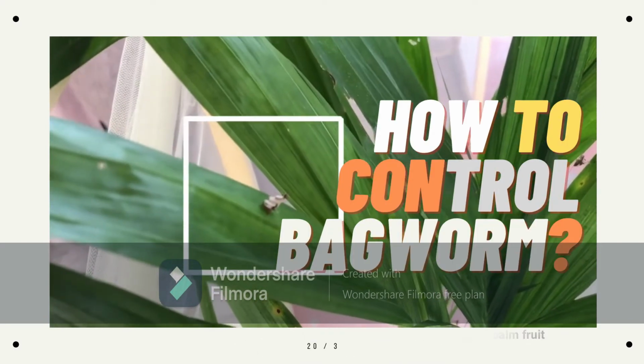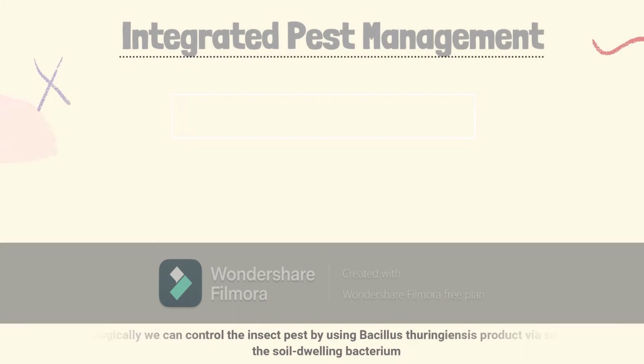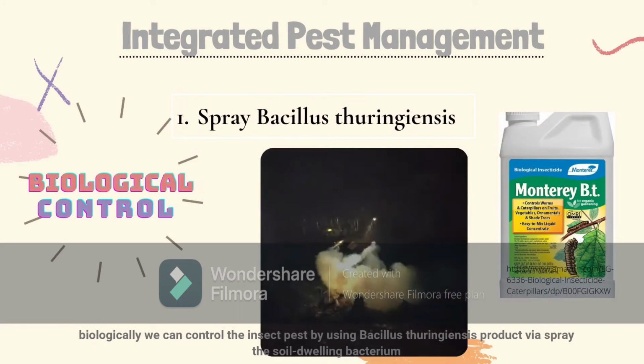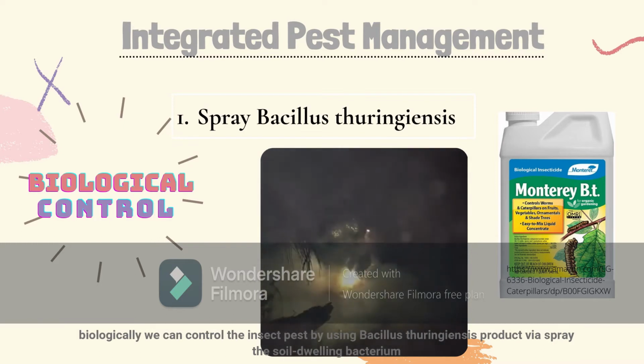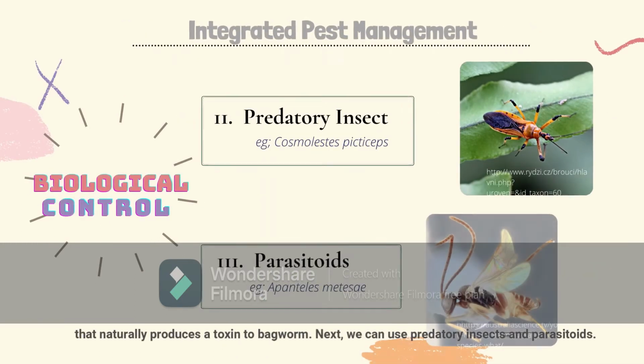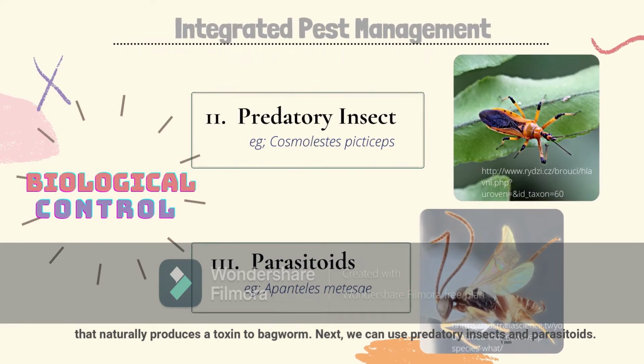So, what can we do to prevent bagworms? With IPM, Integrated Pest Management, the oil palm can be saved. Biologically, we can control the insect pest by using a Bacillus thuringiensis product, sprayed, a soil-dwelling bacterium that naturally produces a toxin to the bagworm. Next, we can use predatory insects and parasitoids.